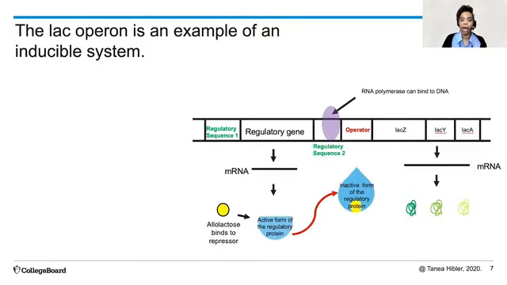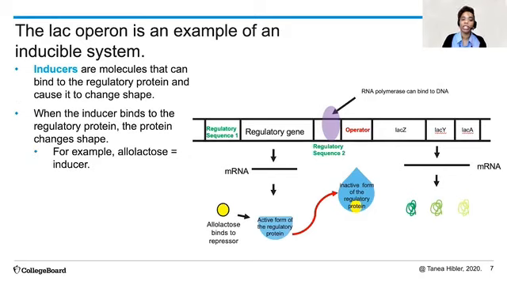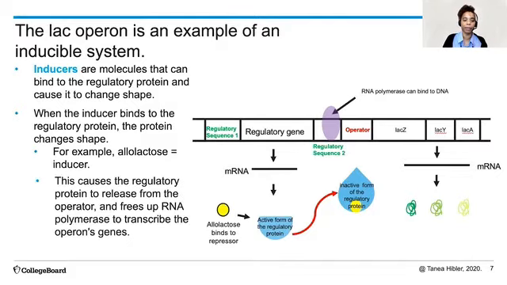Like I said, the lac operon is an example of an inducible system. We need something to induce it. Inducers are molecules that can bind to the regulatory protein and cause it to change shape. When the inducer binds to the regulatory protein, the protein changes shape. And in this example, we have allolactose as the inducer. It binds to the regulatory protein, which changes shape, and then it releases from the operator.